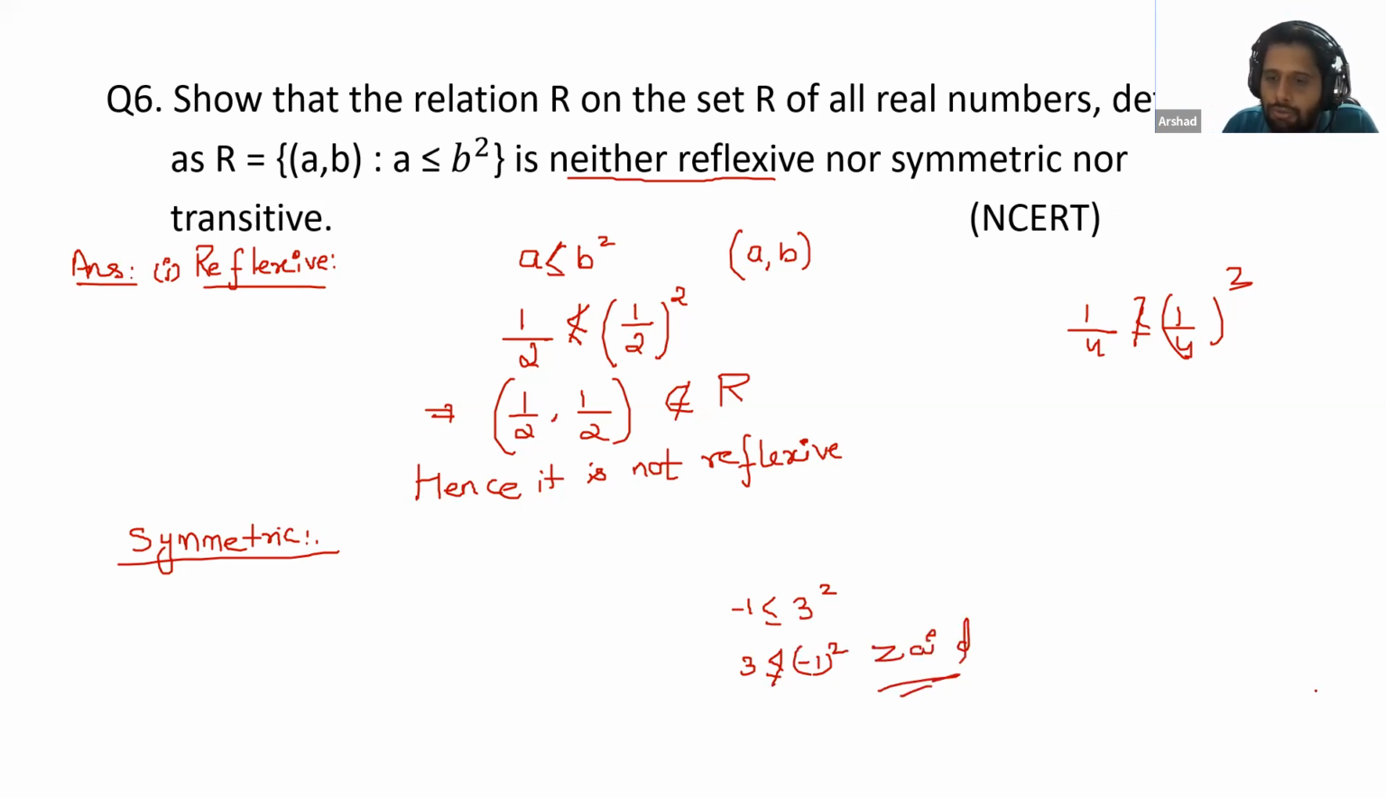Now, Umair, I need to check your answer. For non-symmetry, we can take 1/4 is less than or equal to 2 square. Good, this is correct. Now you're saying, but 2 is not less than or equal to (1/4) square. Very good, Umair. This is also correct. So I got 2 values, one from Umair and one from Zad. This answer is perfect. Now, Abdur, Rifat, will you please tell me any other value which you found?